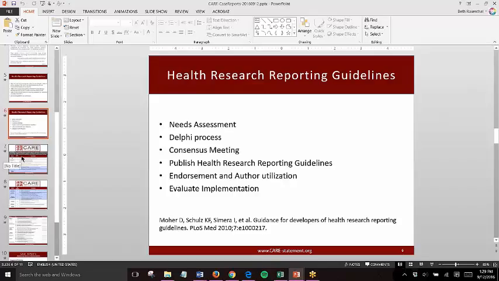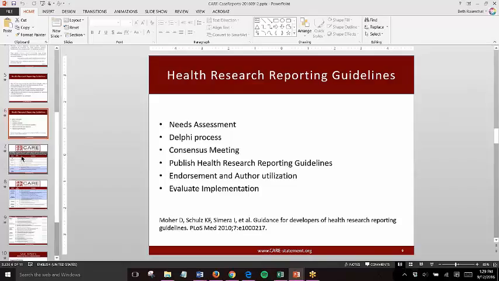So what are health research reporting guidelines and how are they developed? The first thing you do is develop a needs assessment. Do you actually need a guideline? If you don't need it, why develop it? And then you go through what's called the Delphi process, where you consult with experts in a series of question rounds.